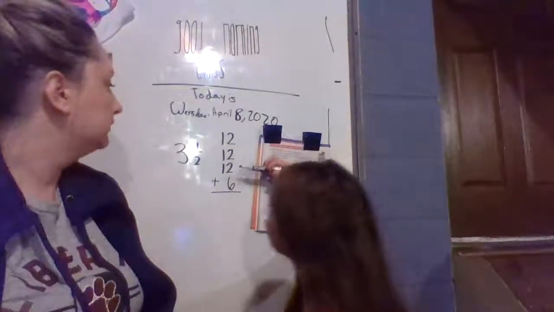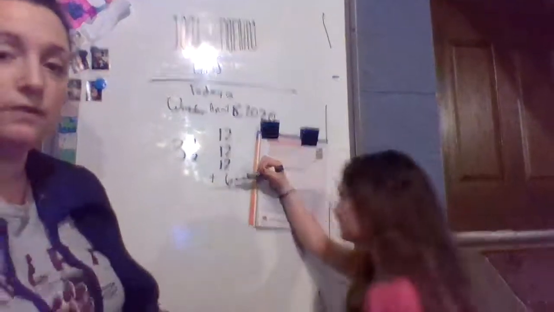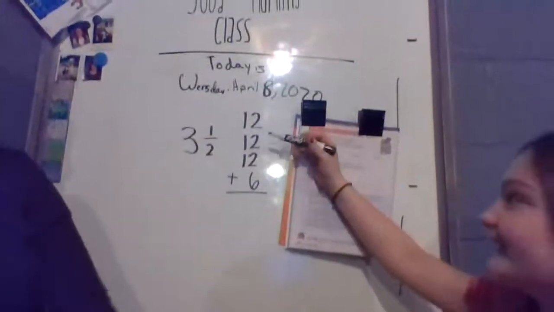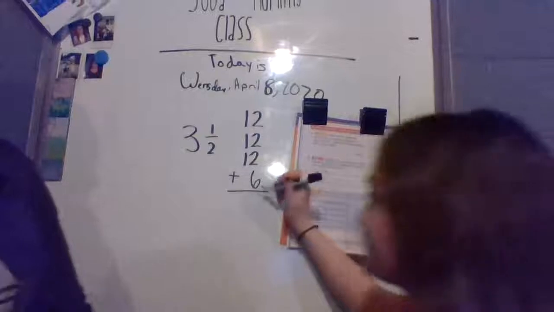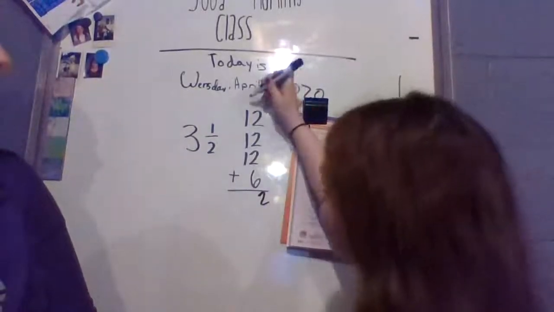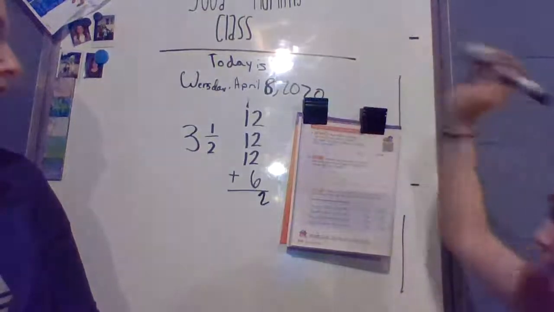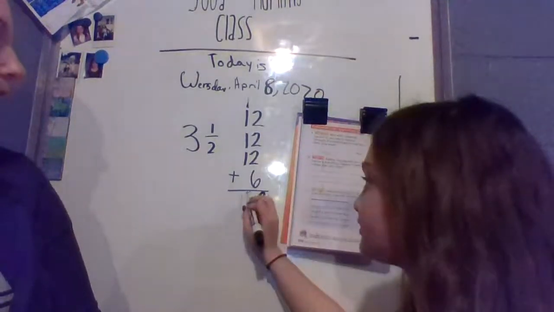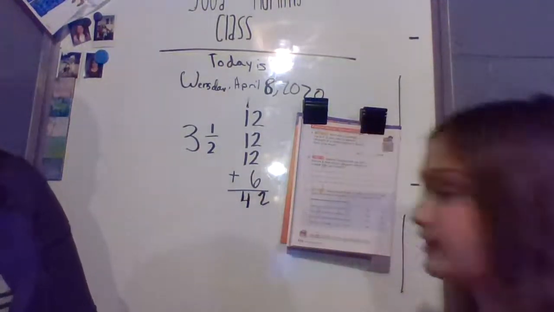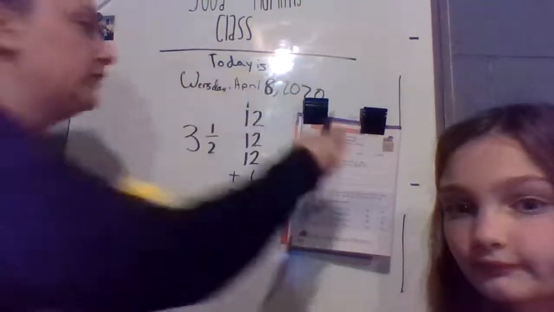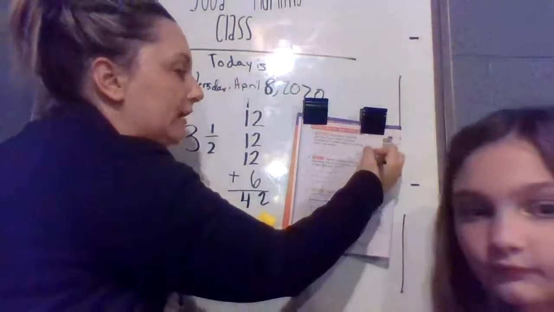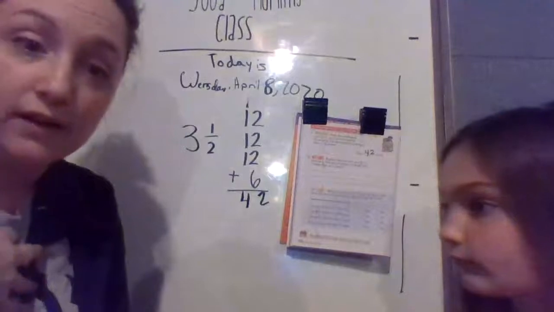Okay. 6 plus 2 is 8, plus another 2 is 10, and plus another 2 is 12. So put the 2 and carry the 1. And then 4 times is 4. So 42 inches. Very good. So we want to write 42 inches here. Now, is your answer going to be the same as my answer?